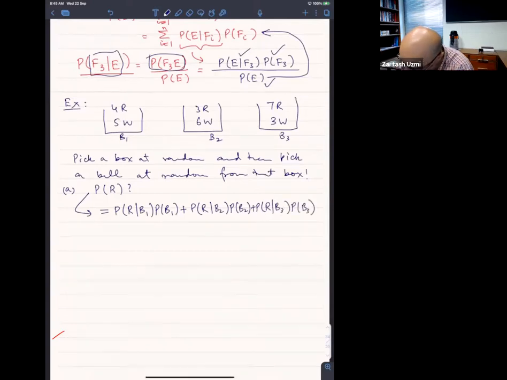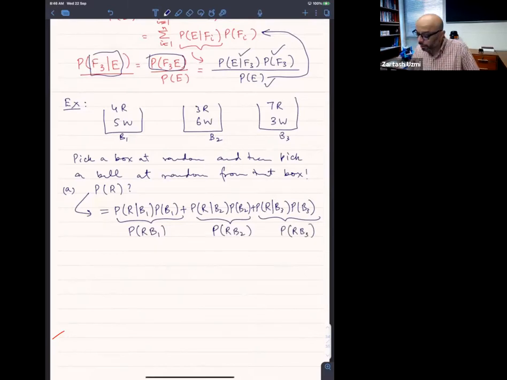And if you break this down into these 3 mutually exclusive events, this is the probability of R and B1, this is the probability of R and B2, this is the probability of R and B3. Convince yourself that these 3 events are mutually exclusive. Probably it is very obvious to you, and these are the only 3 ways that you can get a red ball.